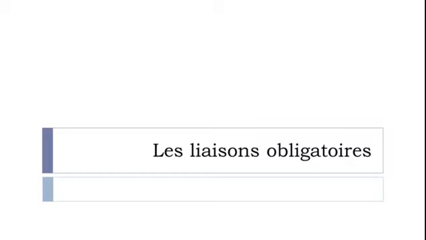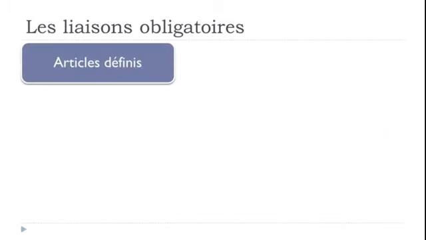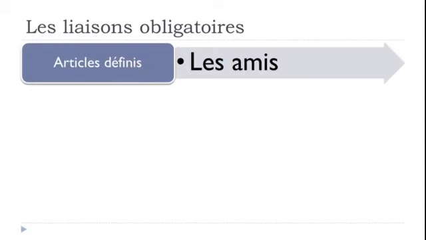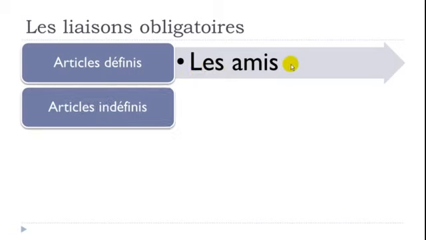So let's start now. The first situation when you should make it is with les articles définis: le, la, les, the in English. When you've got the plural form, les, it ends with this s. If you've got a word after it that starts with a vowel, like amis, friends, then you should make the liaison: les amis.